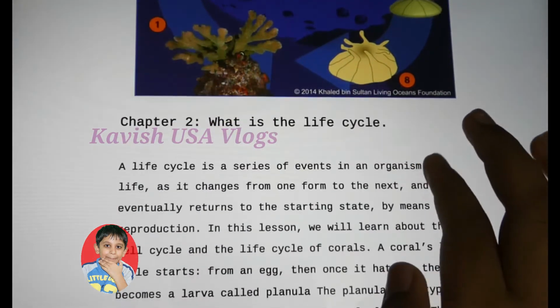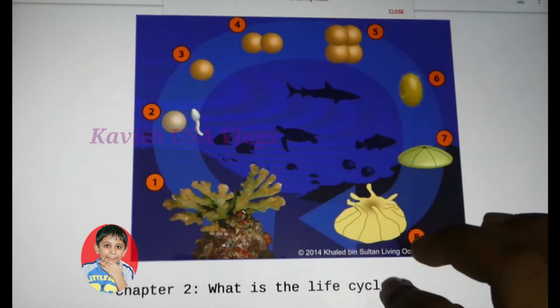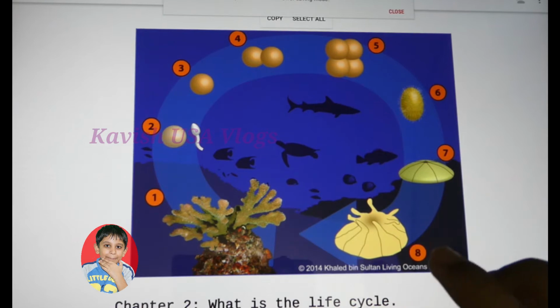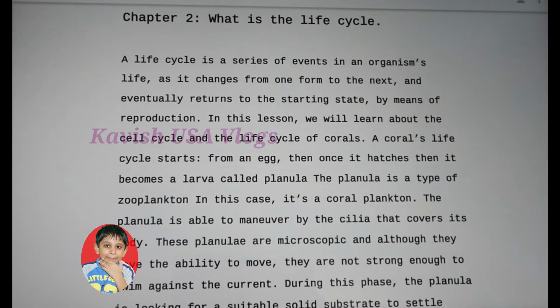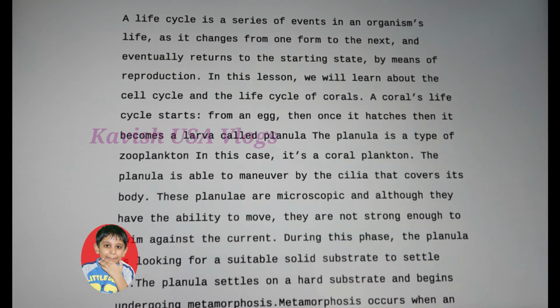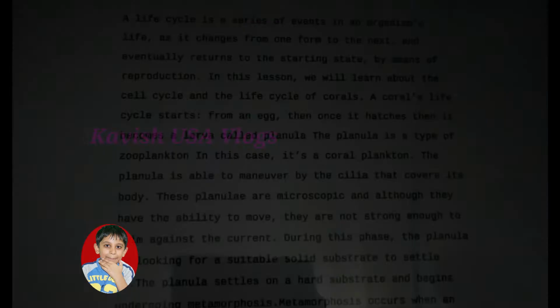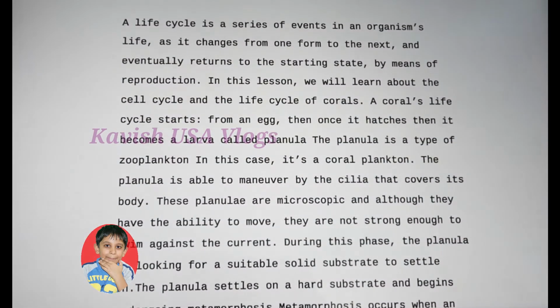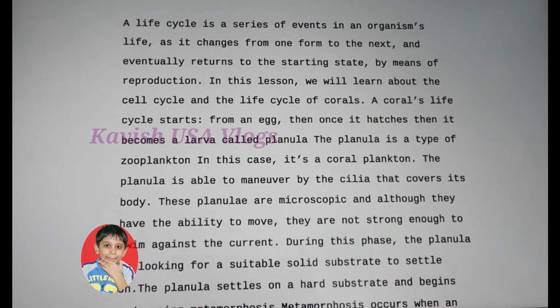Okay, chapter 2, what is the life cycle? Here's a picture of the life cycle if you don't know. Oh, great. Chapter 2, what is the life cycle? A life cycle is a series of events in an organism's life as it changes from one form to the next and eventually returns to the starting state by means of reproduction. In this lesson, or maybe I should add, in this book, we will learn about the life cycle of corals.